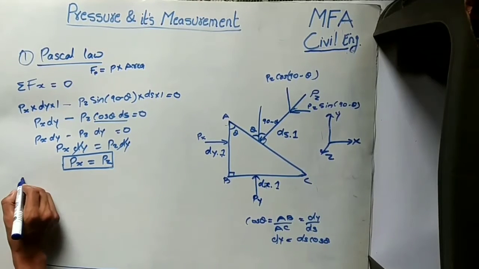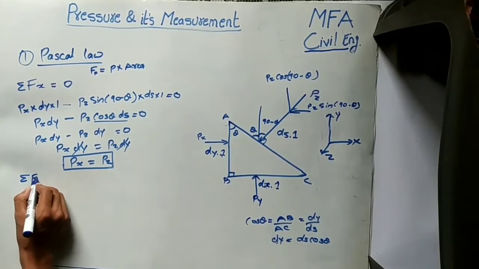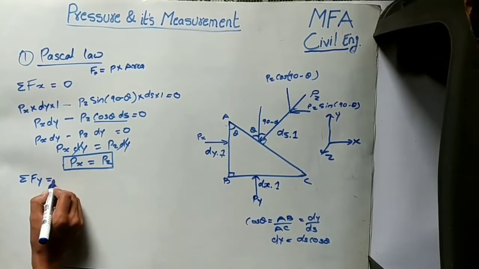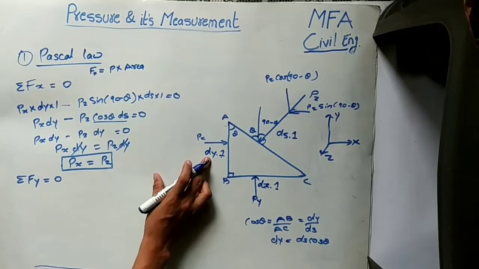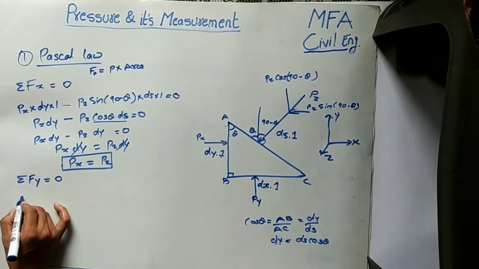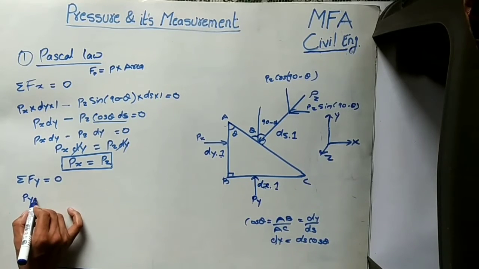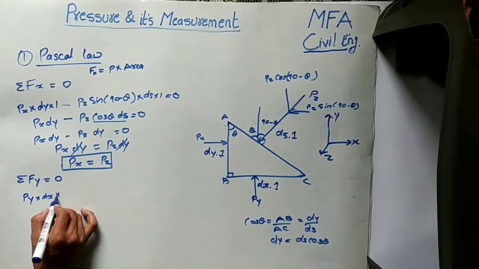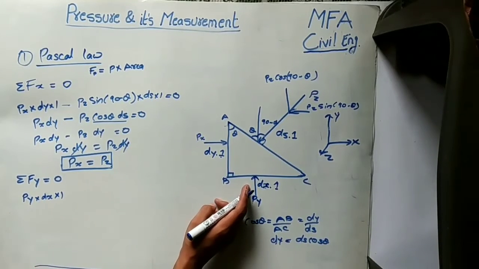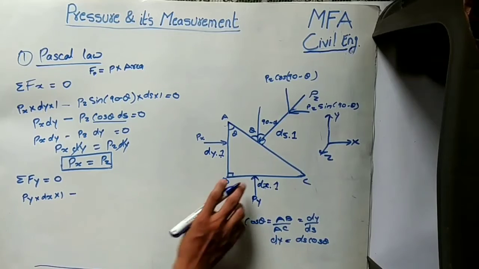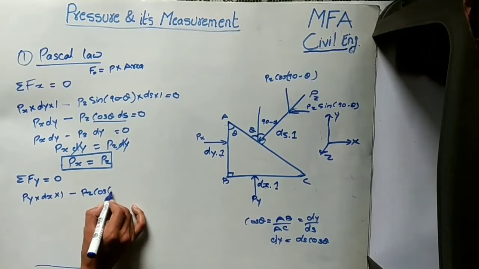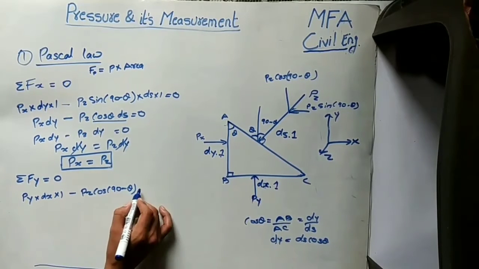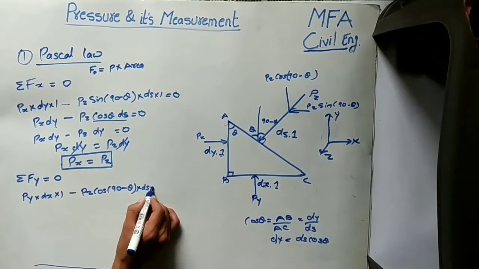Now for the other equilibrium condition, the force acting in the vertical direction should be equal to 0. The pressure forces acting vertically: first is from the bottom side. Consider Py, the pressure along the y direction, into dx into 1. We consider vertically up as positive, then vertically down is negative. Pz into cos of 90 minus theta into area, which is ds into 1.